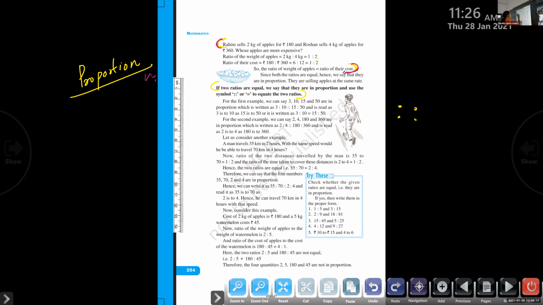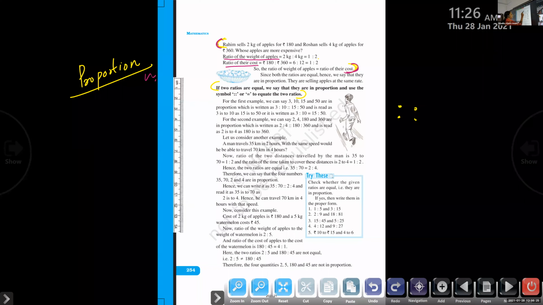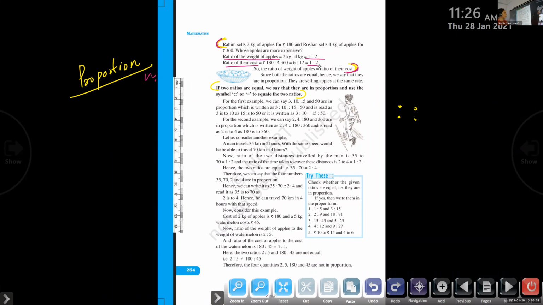Okay, children, here we will write the ratio of the weight of apples and the ratio of their cost. Both are in the same proportion. Both are in the same ratio, 1:2, 1:2. I will explain this. First of all, you write up to this.